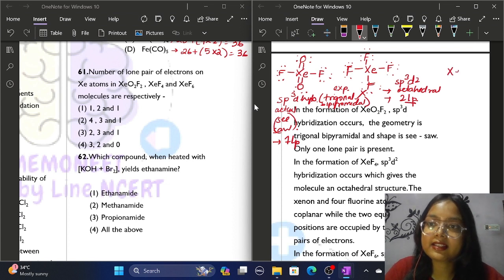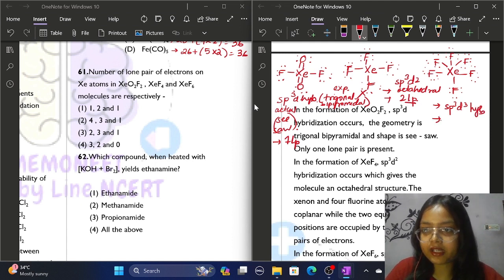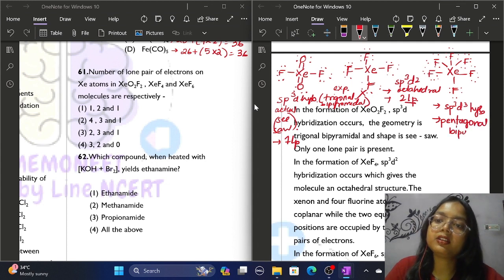The next one is XeF6. Okay, so this is XeF6. Draw the lone pairs of fluorine accordingly. This will have sp3d3 hybridization. What will be its geometry? It will be pentagonal bipyramidal, and it will have one lone pair.